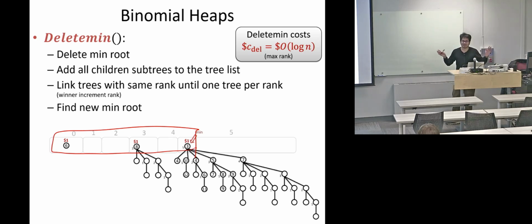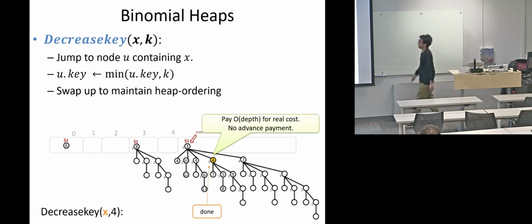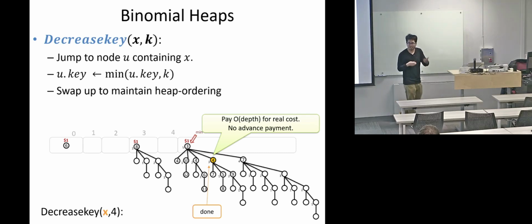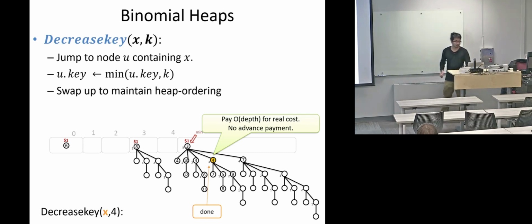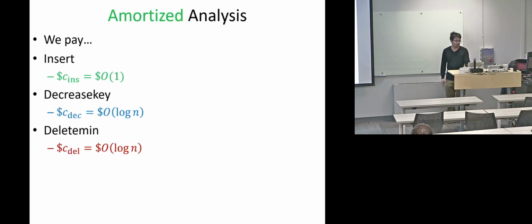Although the worst case cost is small. Okay, for decrease key, we just implement whatever we need to do. Just keep swapping. So the real cost is log n, the depth, but actually there is no advance payment we need to pay, because we don't create any new root. So we pay the real cost of log n. You can conclude that this is constant for insert, log n for decrease key, and log n for delete min. That's how much we pay to the bank.